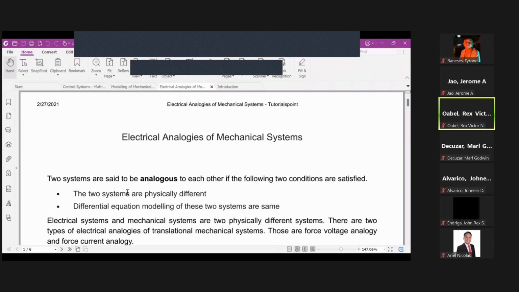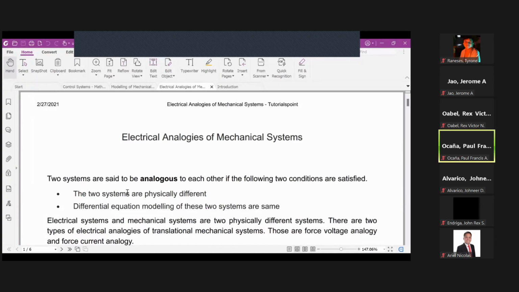And then on the second discussion, we have the modeling of mechanical system. And then we show the model of the mechanical system according to its differential equation mathematical model. In this case, we analyze naman daw on our third discussion, the mechanical system based on its electrical equivalence or electrical analogy.